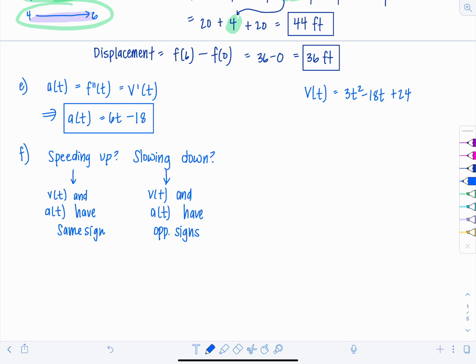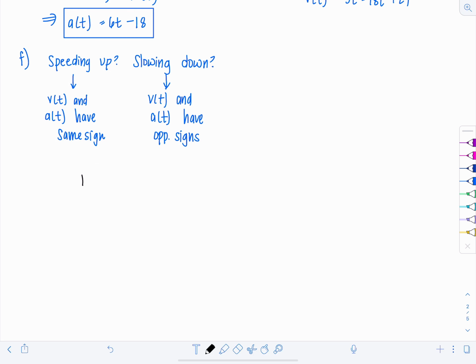Okay, so how are we going to answer the question? Well, we're going to use that little number line that we had earlier that showed the sign of the velocity function, and then I'm going to stack the acceleration function right below it so we can compare. So from up above, here I remember it, don't worry, I'll draw it for you.